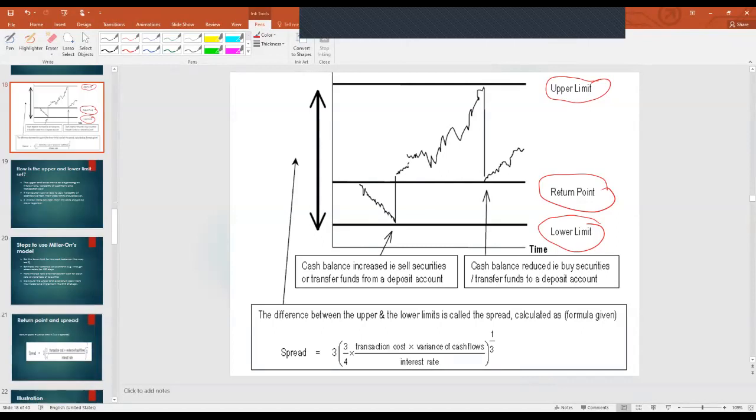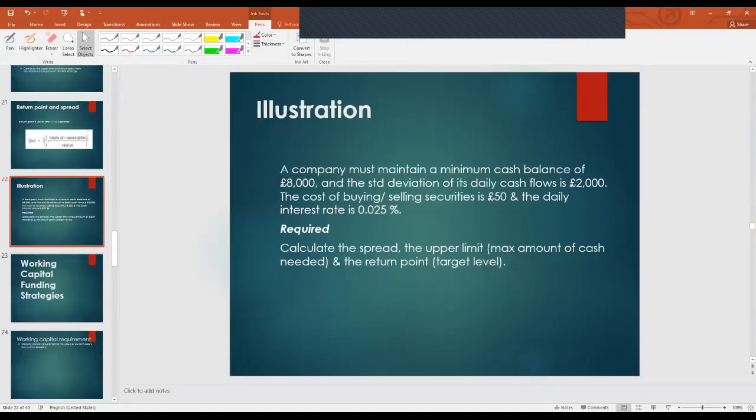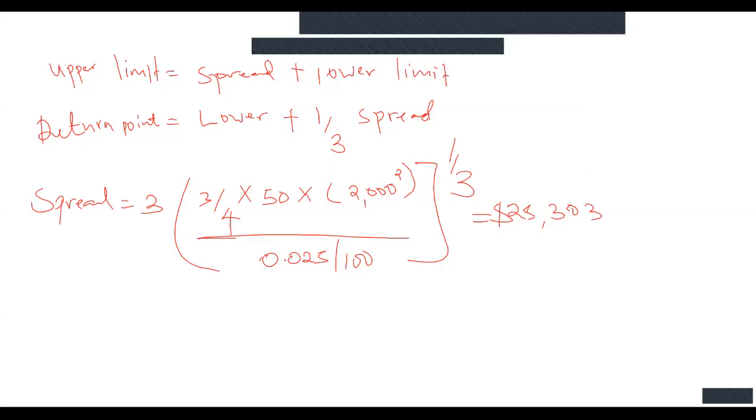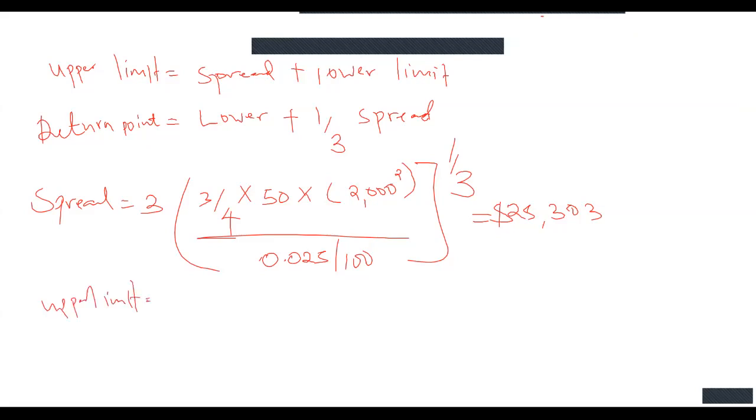Having done that, I guess we can do an example. Go through this, then we discuss together. Once you have the spread, the other limits become quite easy. The upper limit is equal to the lower limit, which was 8,000, plus the spread, 25,303, and you get 33,303.